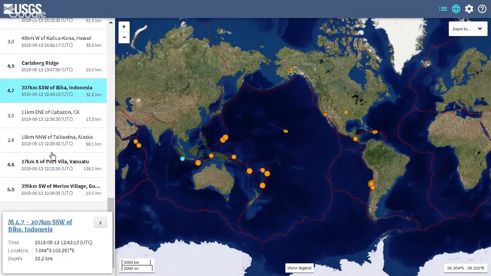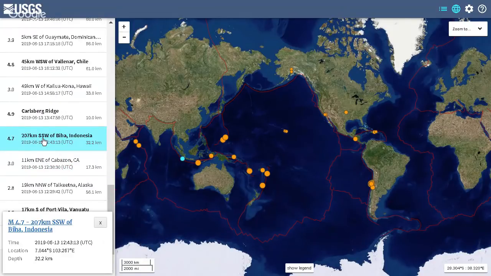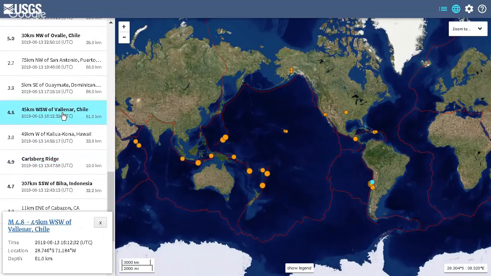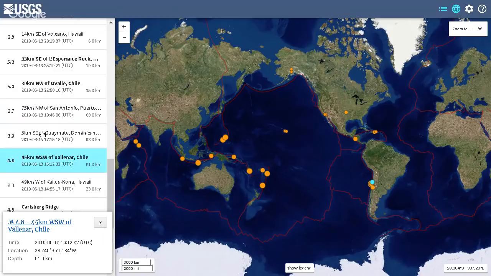Here we see a 4.7 in Indonesia, 4.9 at the Carlsberg Ridge, off the coast of Saudi Arabia. 4.8 in Chile, perhaps a precursor to that larger quake.